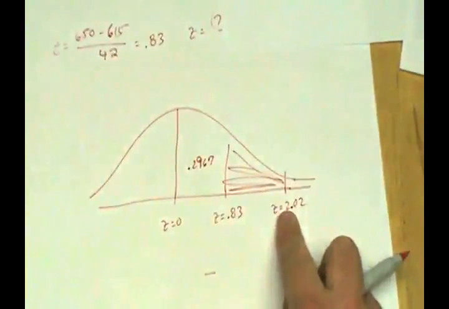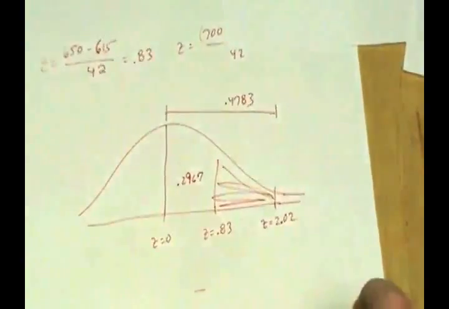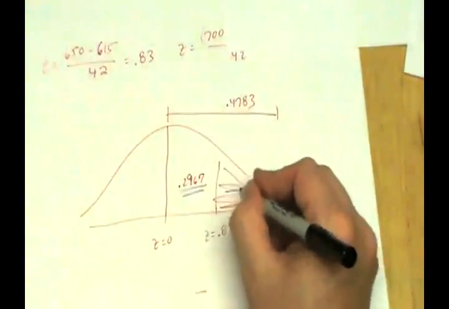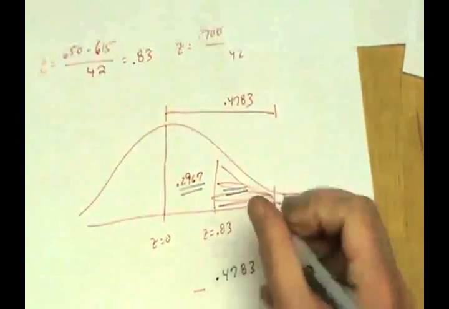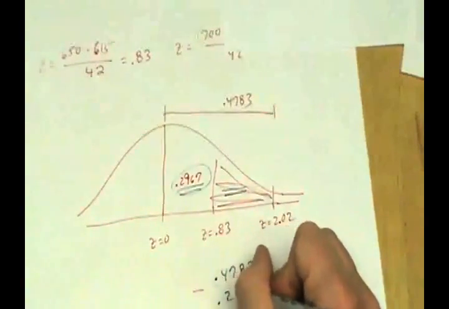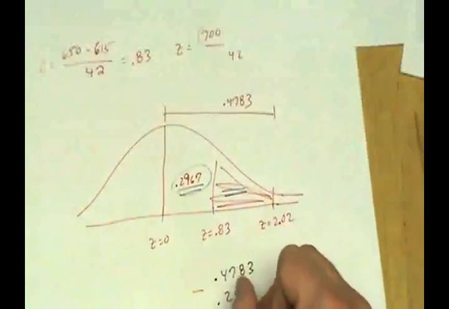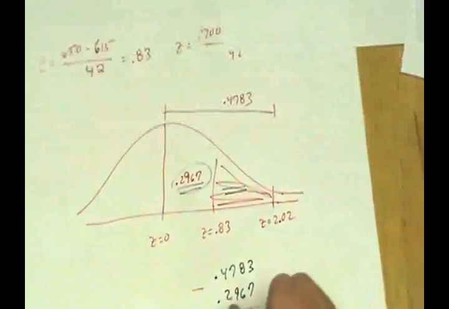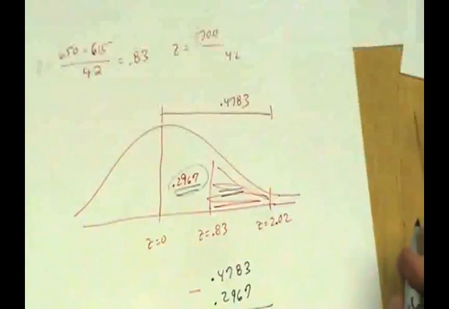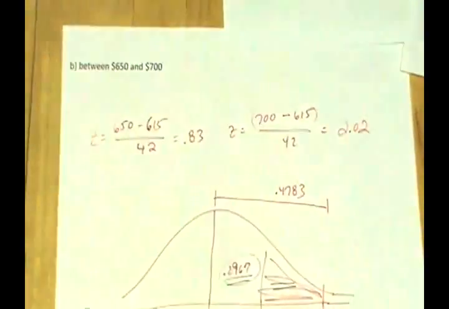And then we look up 2.02. So go down 2.0, work your way over to 2, and we get back 0.4783 between 0 and 2.02. So the shaded region is all of that between 0 and 2.02. So if we take the 0.4783 and we subtract away the 0.2967, that'll leave us with the shaded region. So we're looking at 0.1816. Okay, so we're looking at an 18.16% chance that the weekly cleaning, repairs, and maintenance at this restaurant should be between $650 and $700.